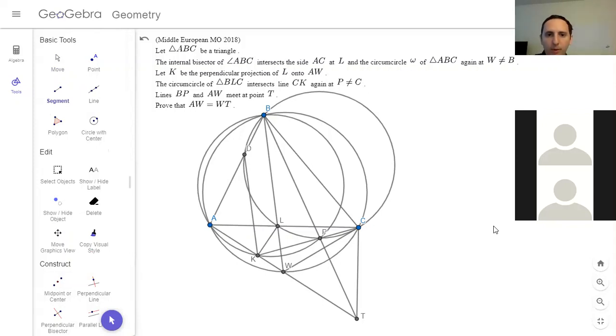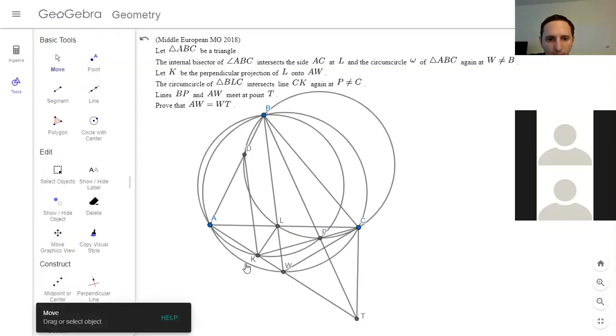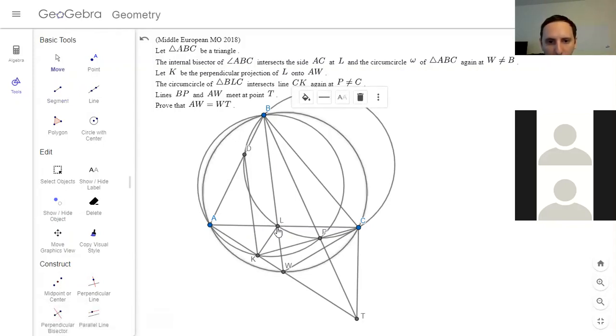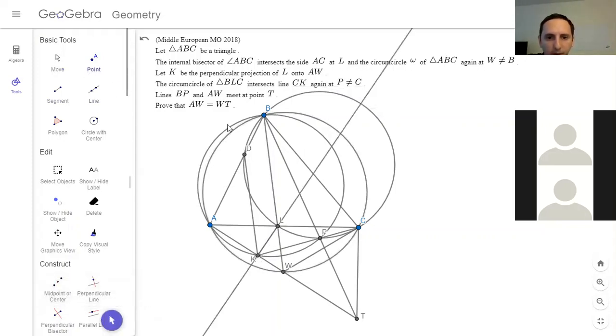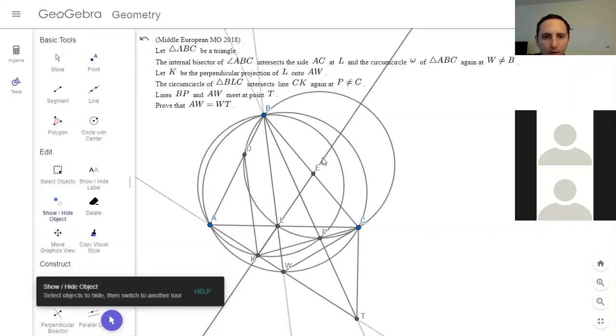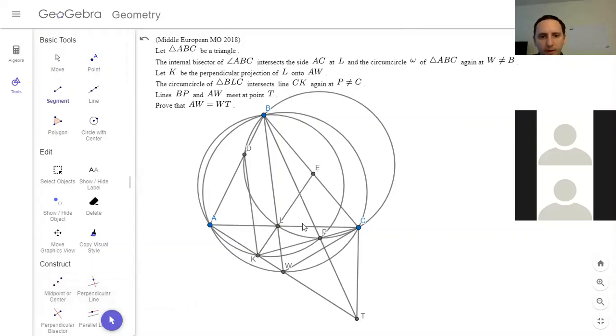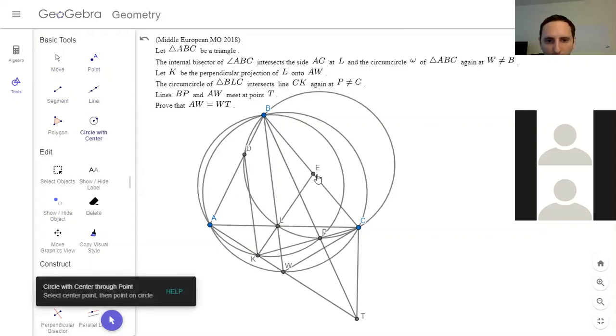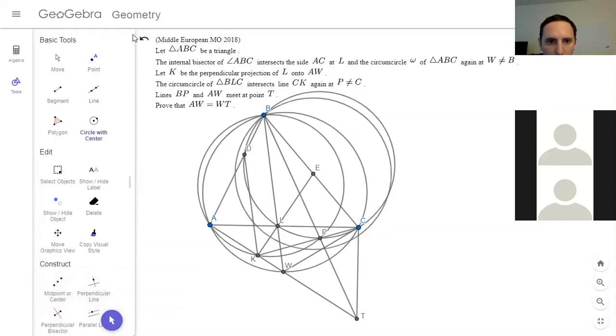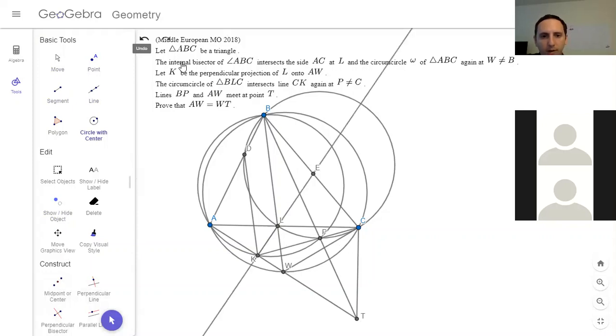So I wonder if we can use Brahmagupta's theorem. Basically, Brahmagupta's theorem says that KL passes through the midpoint of BC. Wait, is that true? I thought that was Brahmagupta's theorem, but maybe I'm wrong. Oh no, that's only for a quadrilateral with perpendicular diagonals. Never mind.